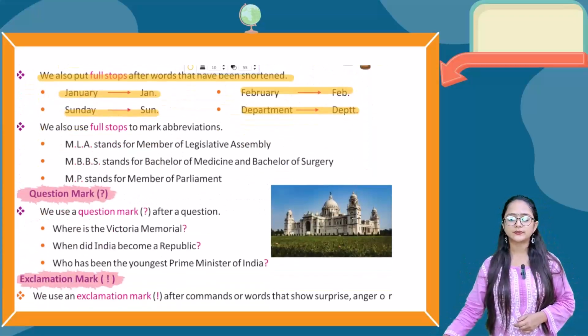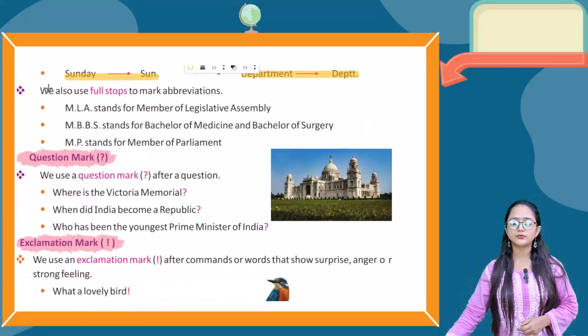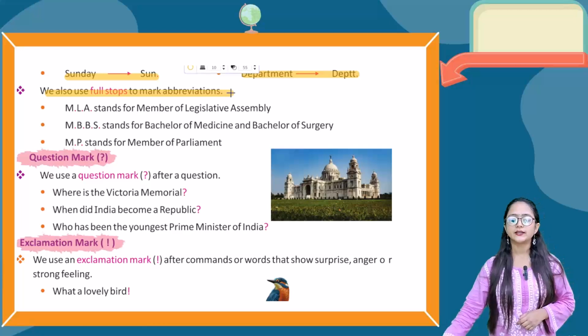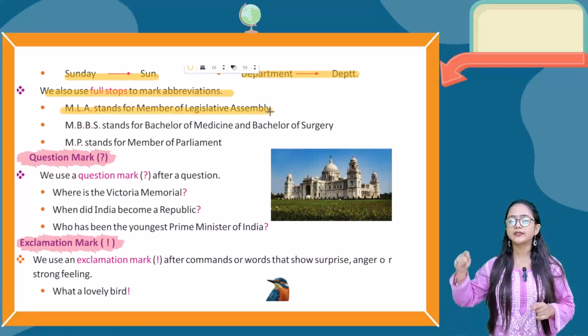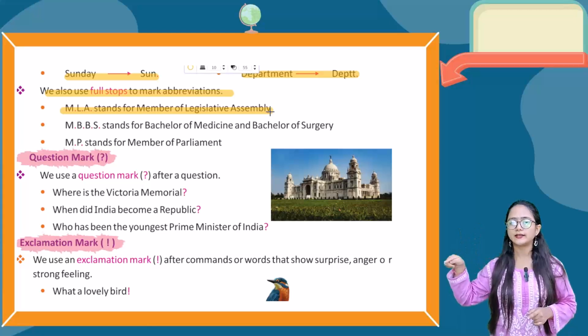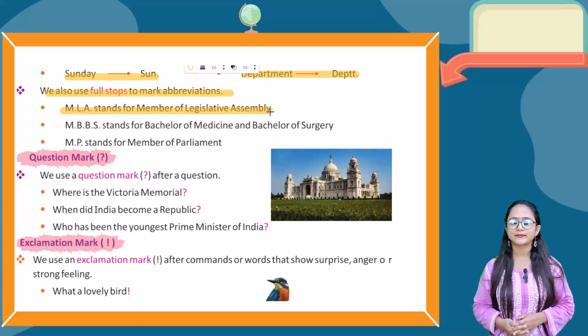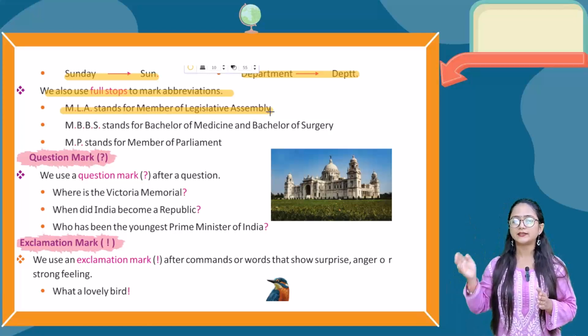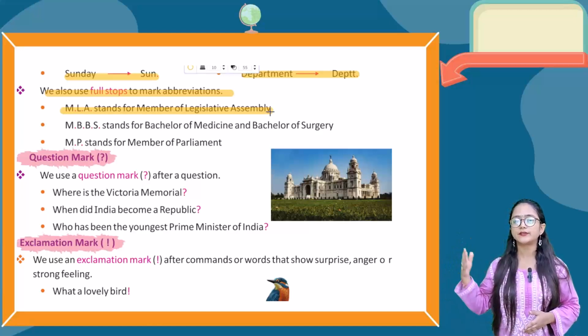Now the next rule is that we also use a full stop to mark abbreviations. For example, MLA stands for Member of Legislative Assembly. First M, capital M, then a full stop, then capital L, then a full stop, then capital A, then a full stop. MLA stands for Member of Legislative Assembly.